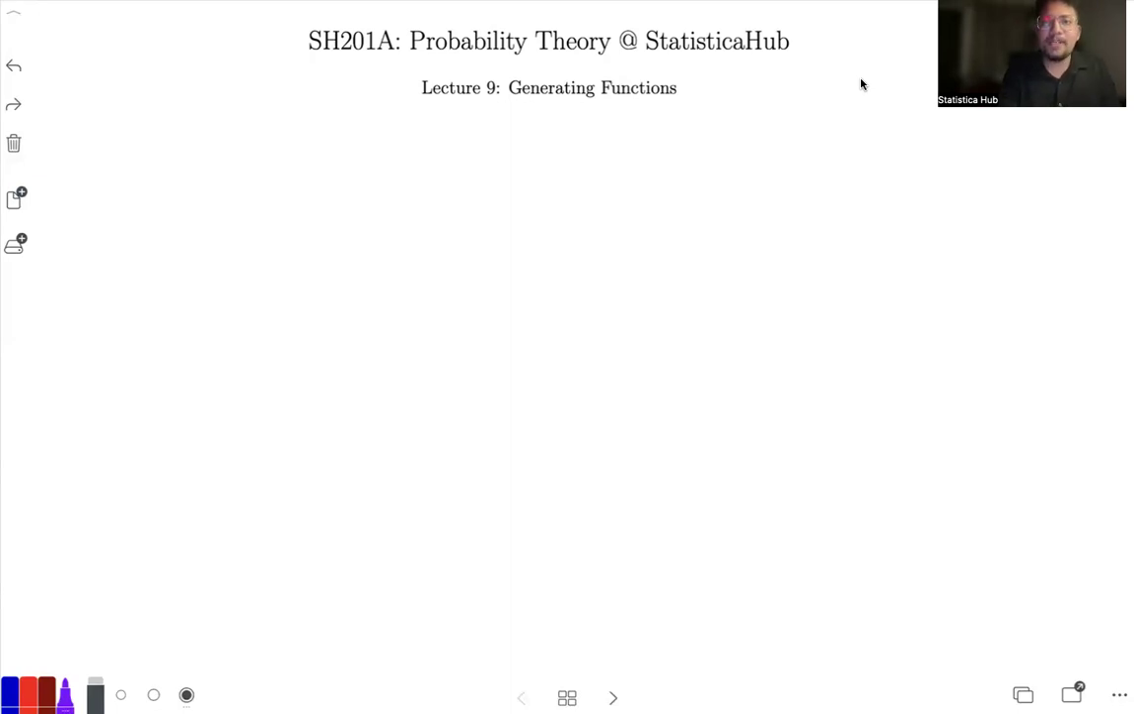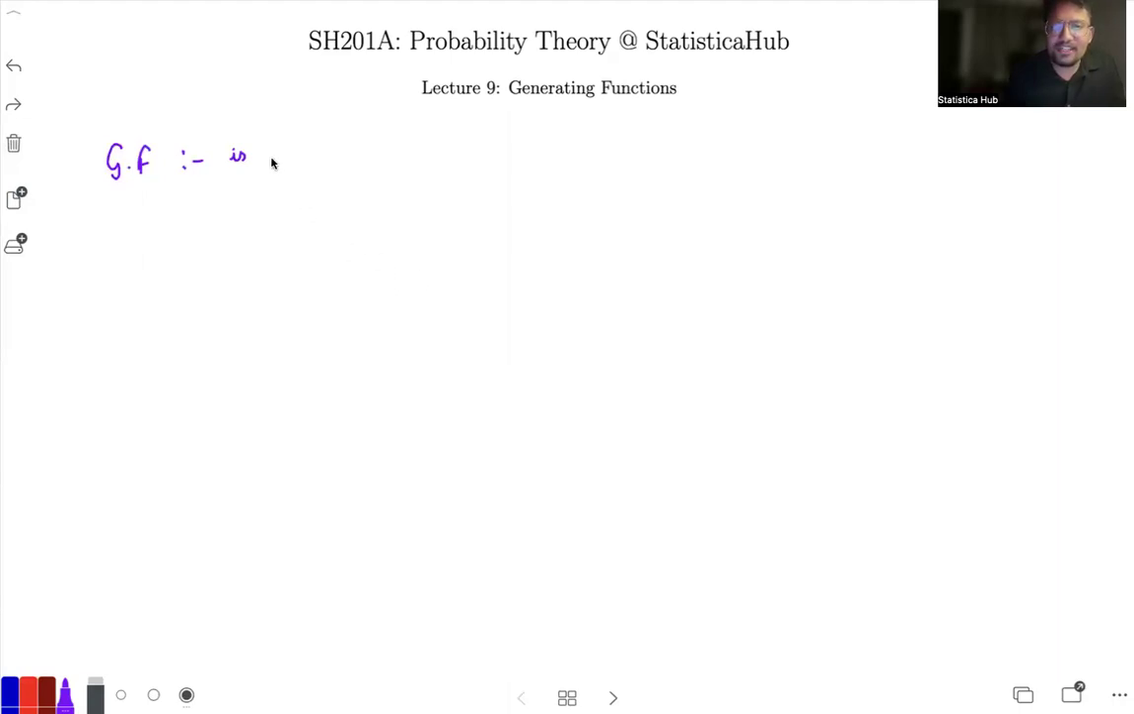Okay, so in this particular lecture, we are going to cover something about generating functions. So let's see what a generating function is. Technically, you define generating functions for different random variables. Some particular kinds of generating functions are defined for discrete random variables only. Some are defined for all of them. So what is a generating function?